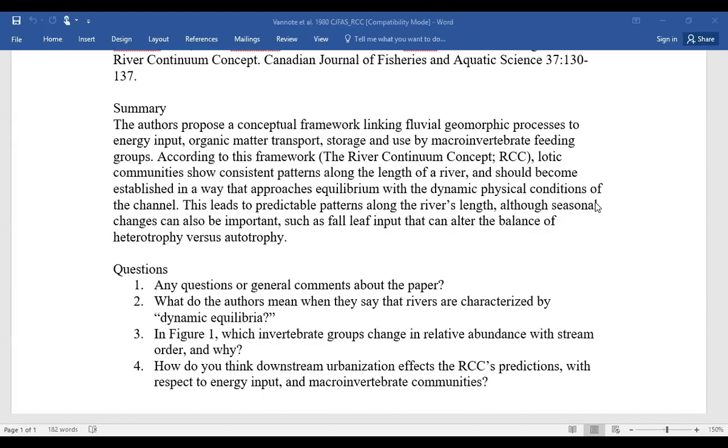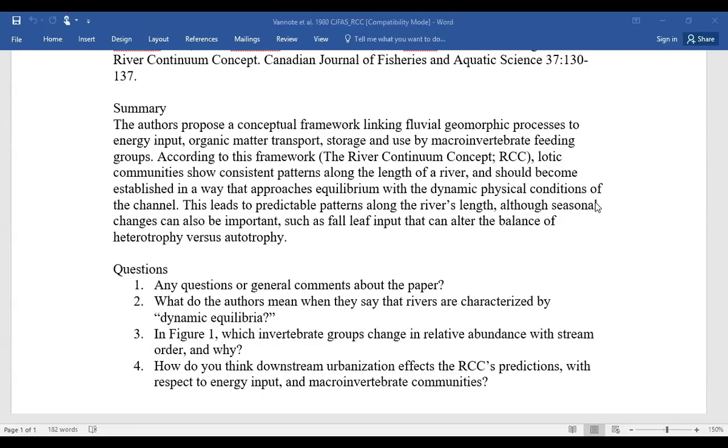Right, yeah. So maybe the processing efficiency is decreased, right? Yeah, maybe we don't see as much of it getting broken down. Absolutely.